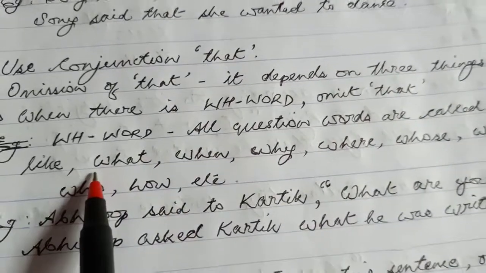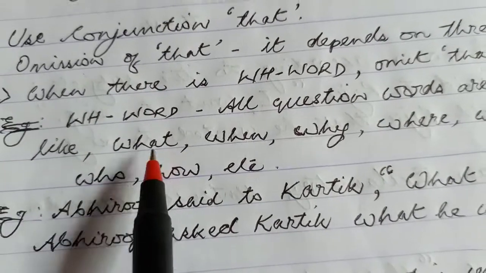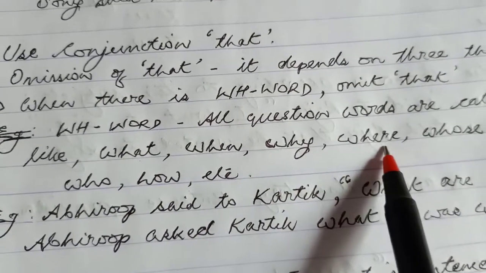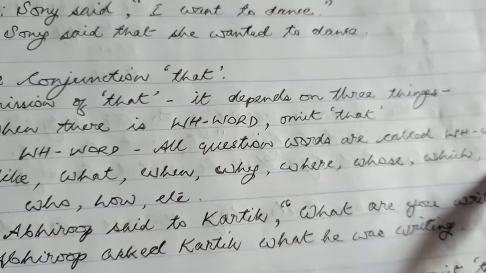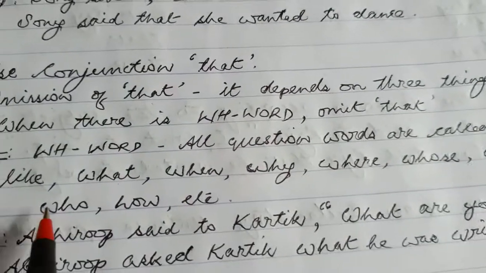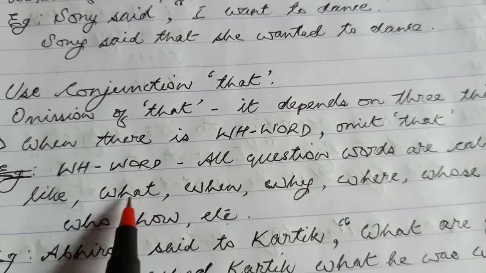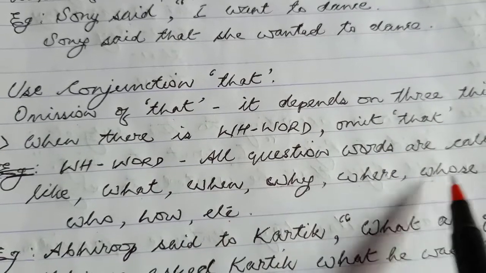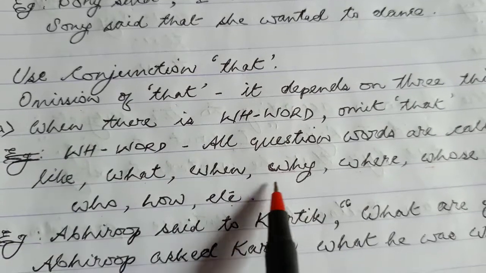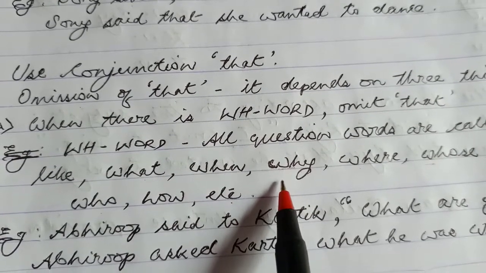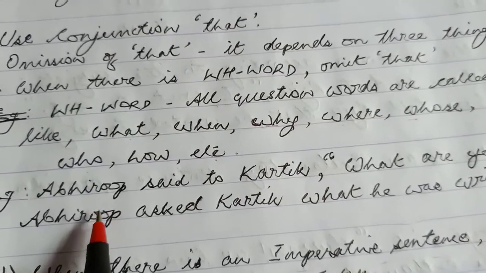So that means those words which are used to frame questions, they are called WH words, like what, when, why, where, whose, which, whom, who, how, etc. These all are called WH words, because you see every word has started with WH, WH, WH, WH. So they are called WH words in English grammar. Right? So when there is a question word used in the actual words of the speaker, do not use that. So take an example.